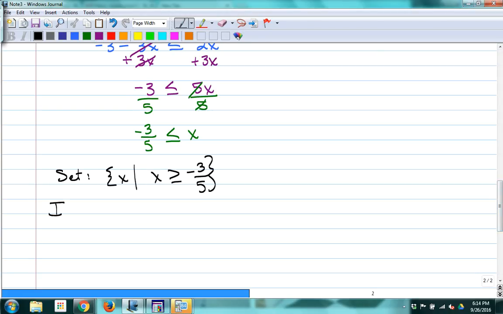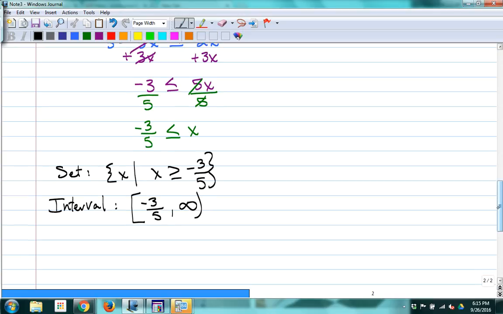In the interval notation, is it included or not included? Included. So we know we're going to use a bracket on the negative 3/5, and then all the answers are bigger than that. So we're going from negative 3/5 to infinity. The bracket on that. X is greater than negative 3/5, so we start here and go towards positive infinity.